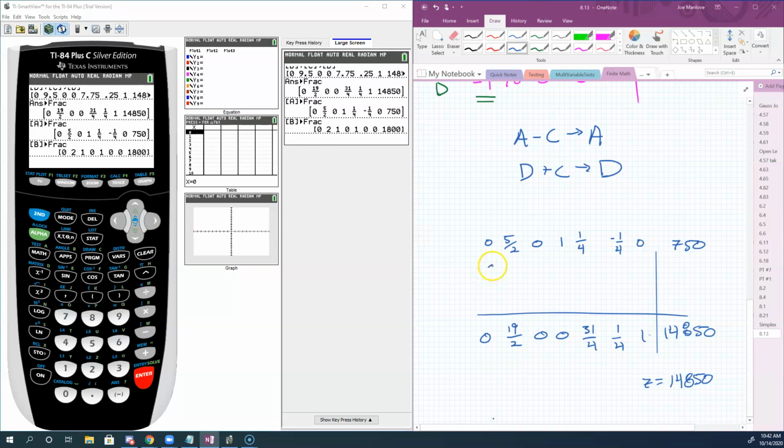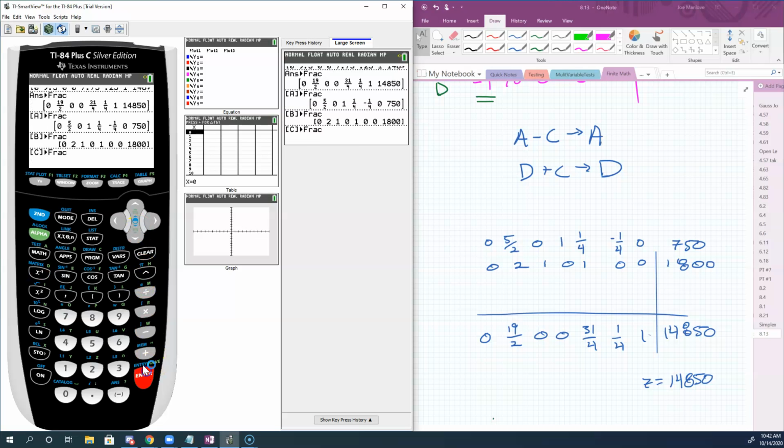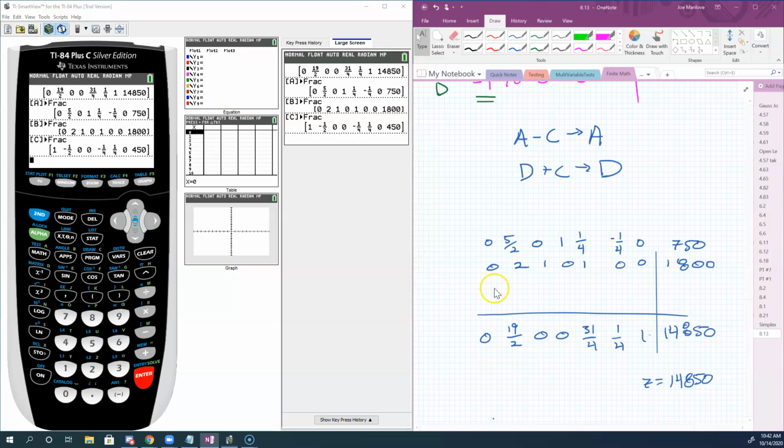And so my second row is 0, 2, 1, 0, 1, 0, 0, 1800. And lastly, for matrix C, dump that one out, and we're going to have 1, negative 1 half, 0, 0, negative 1 quarter, 1 quarter, 0, and 450. So, can you guys read off my other important variables here?